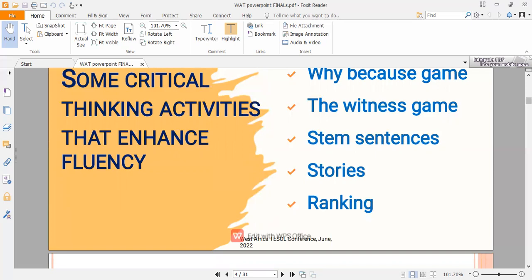Then with the stem sentences, it's all about grouping stems of sentences in a particular area. For instance, it could be holidays or routine activities. It could be asking the learners, what do you do on Sundays? So you just give them the stem, on Sundays, and the learners have to complete.